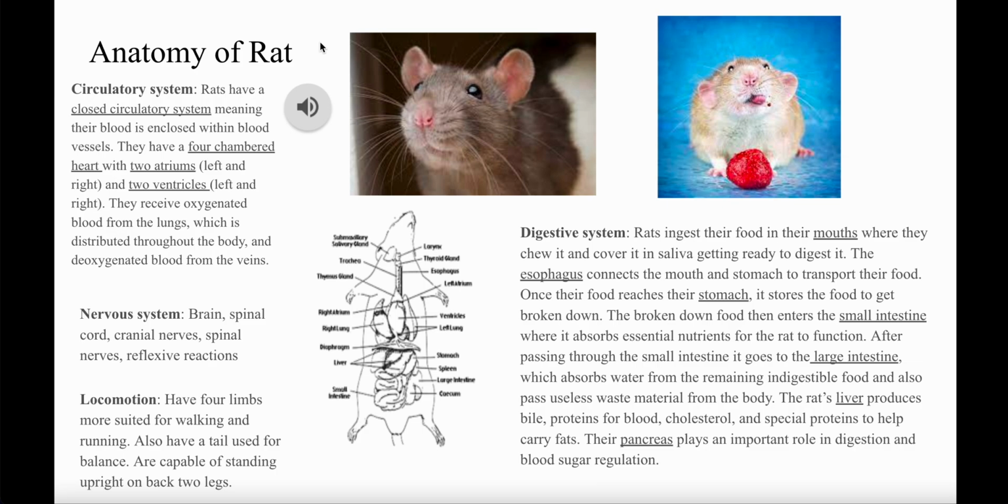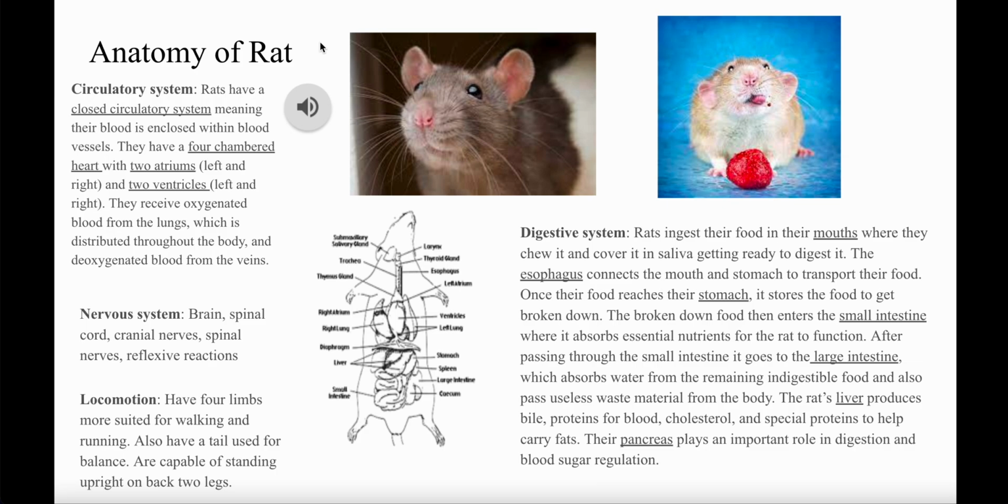And so a rat's locomotion. Rats have 4 limbs more suited for walking, running, scurrying around wherever they are. They have a tail for balance, and if they wanted to, rats are capable of standing upright on the back 2 of their legs. So next we have the rat's digestive system. Rats ingest their food in their mouths, where they chew it and cover it in saliva, getting it ready for the digestion process.